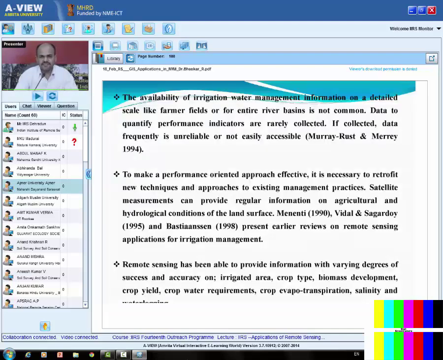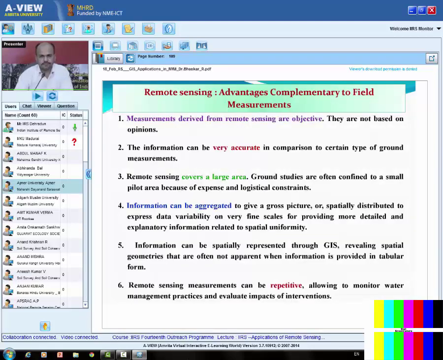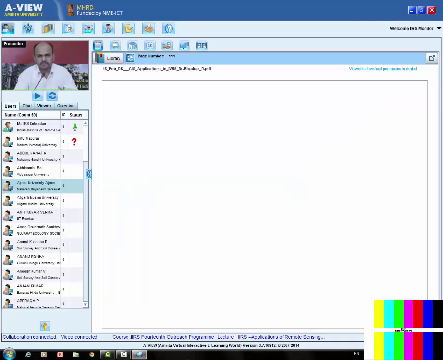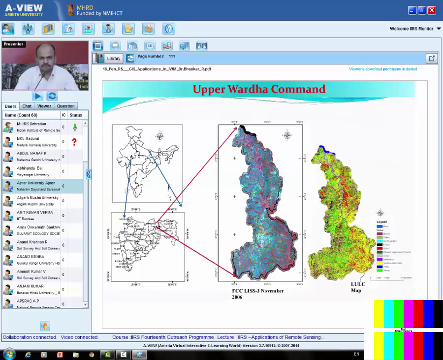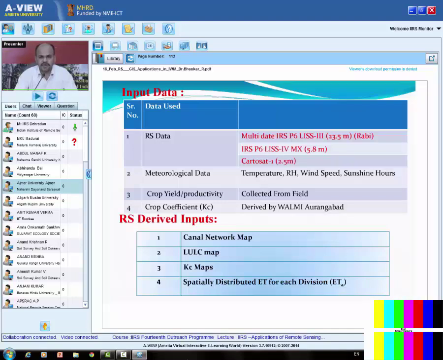So we'll discuss a case study here. We'll just skip this introduction because we don't have too much time left. I'll discuss the Upper Wardha irrigation project performance evaluation. This is a command area in the Vidarbha region of Maharashtra, in Amravati and Wardha district. We have used remote sensing data here. We have used meteorological data, some field data, and some information from WALMI, Aurangabad.